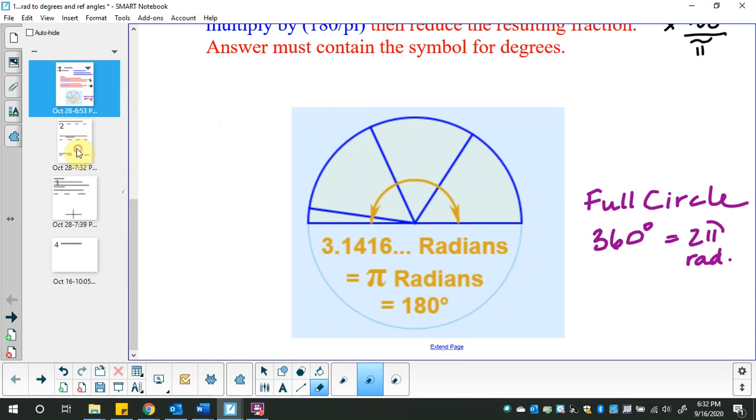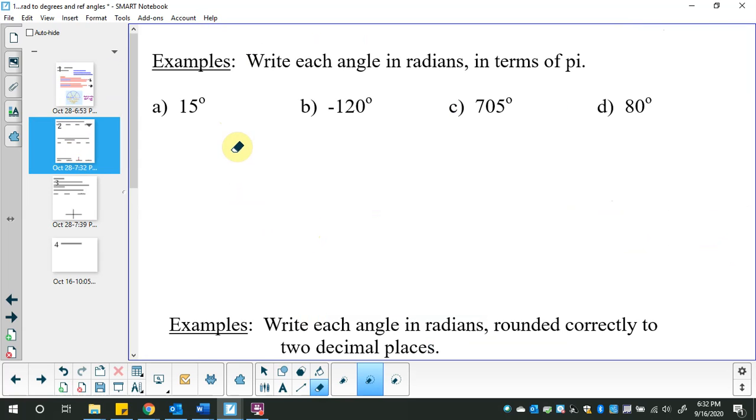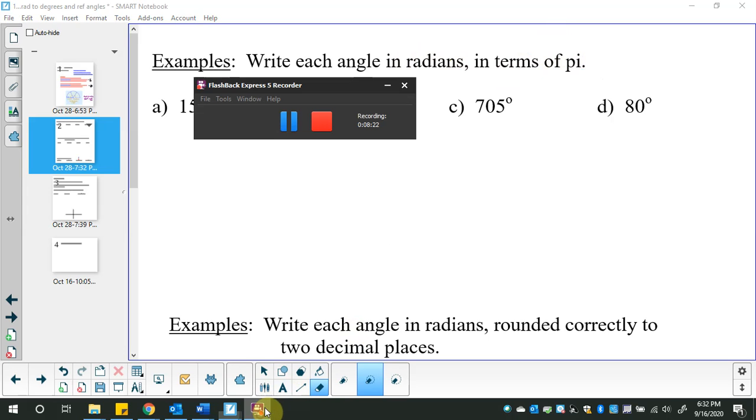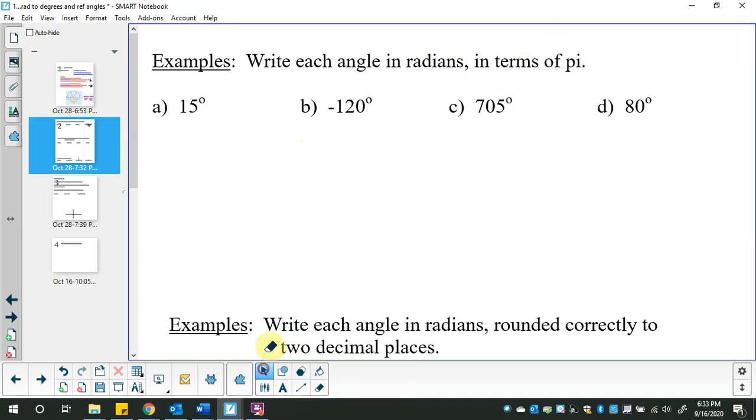What I'm going to do now is take a break, set myself up with enough space and the right colors, and I'll come back and we'll take a look at each of these degree measurements. We're going to write each angle that's in degrees in radians, and it says in terms of pi, which means pi has to be in our answer. So give me a sec. All right, time's up on my break.